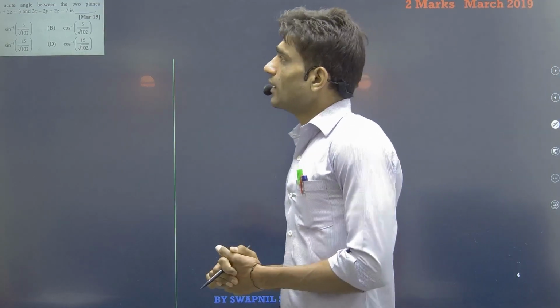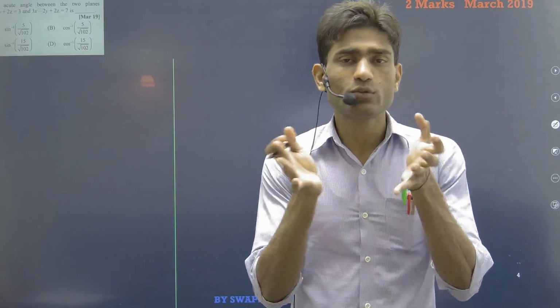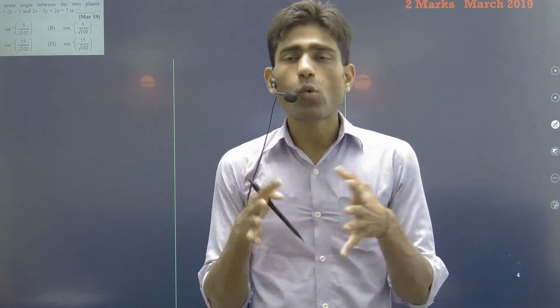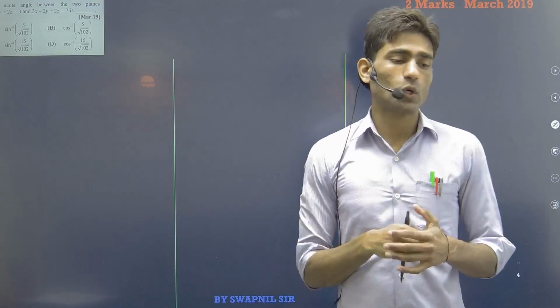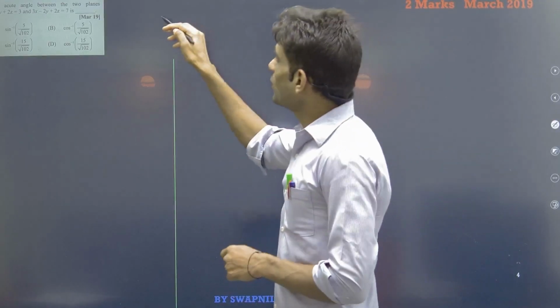Now see that when we want the acute angle between a line and a plane, we use sine theta. And when we want the acute angle between two planes, then we want cos theta. Always remember these two differences.